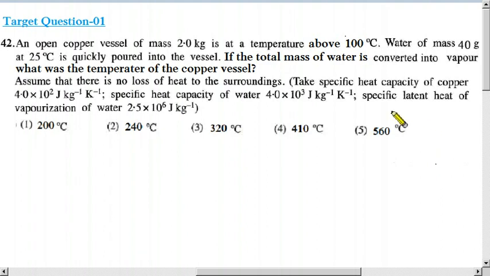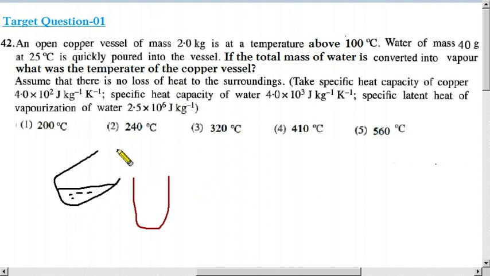I think you have found the answer now. So I am going to solve this one. As previously, we have the vessel, the water container. The data they have given: the copper vessel has 2 kilogram mass, and its temperature is something above 100, we don't know, therefore we have to take it as theta. That is what they want us to find out: what was the temperature of the copper vessel?